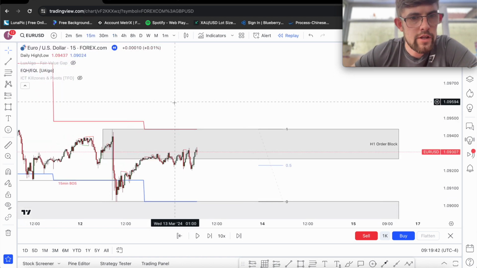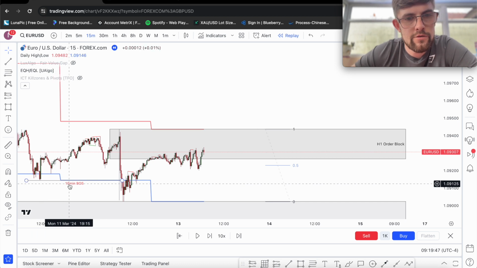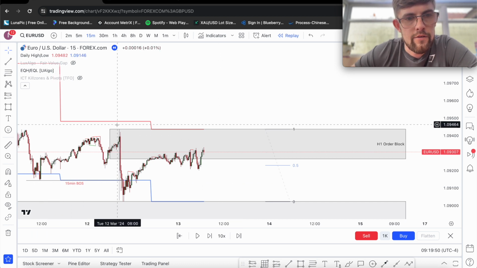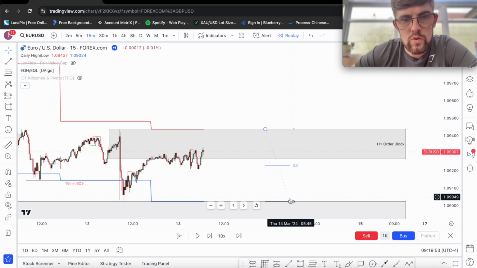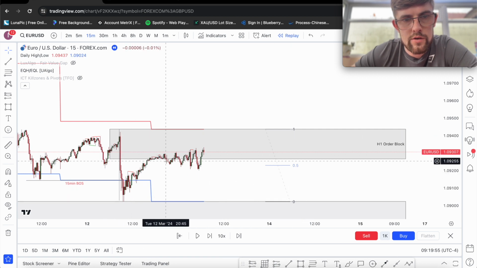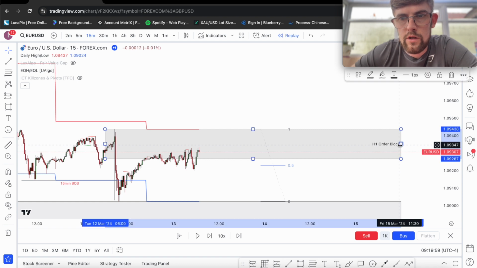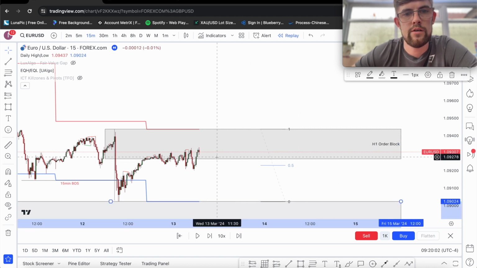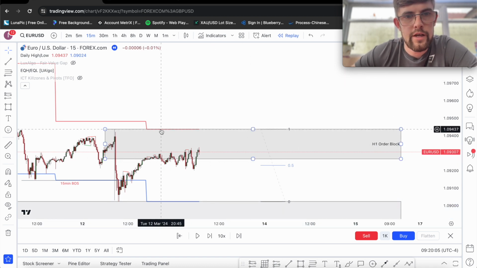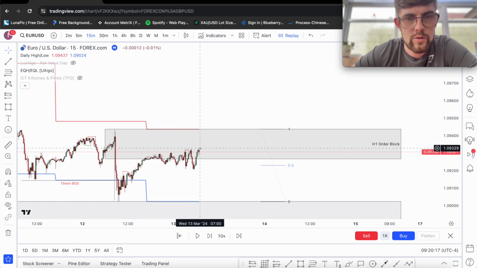We can see a couple of other things, right? We've had a 15-minute breaker structure to the downside, and I've denoted the range using the fib tool, and you can see here price is very corrective and we're still in between this hourly order block and a 4 hour demand order block, as well as the previous daily range. So the red line indicates yesterday's daily high, which was on the 12th of March, and the 12th of March's daily low, and you can see we're kind of in between there as well.